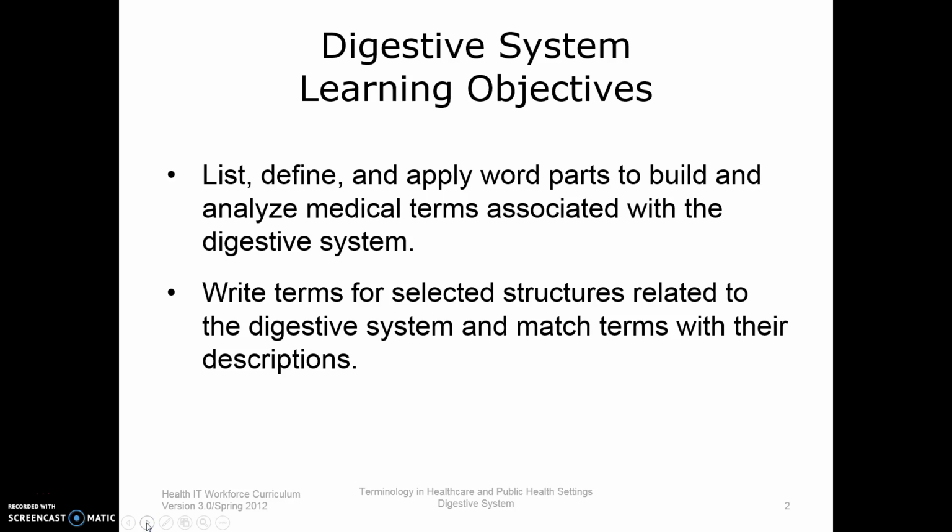The objectives for the digestive system are to list, define, and apply word parts to build and analyze medical terms associated with the digestive system, and to write terms for selected structures related to the digestive system and match those terms with their descriptions.